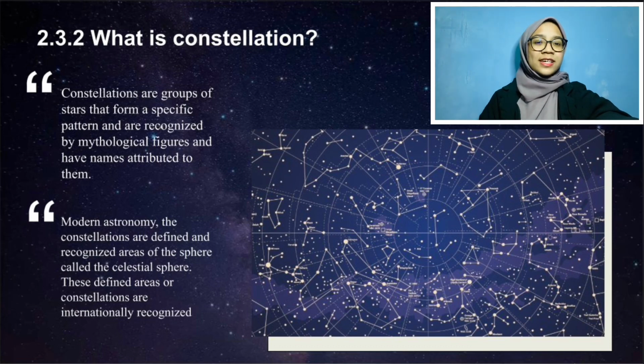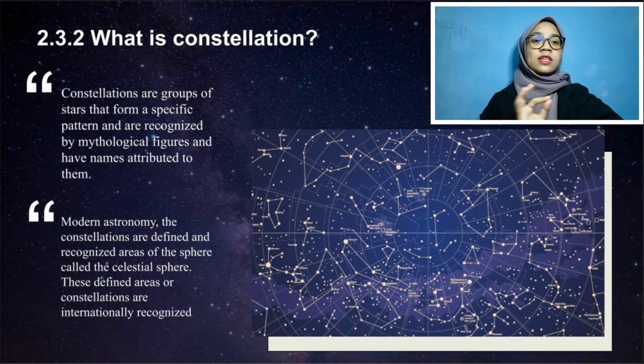Next, what is a constellation? Constellations are groups of stars that form a specific pattern, are recognized by mythological figures, and have names attributed to them. Constellations are used for the study of astronomy. According to modern astronomy, the constellations are defined and recognized areas of the sphere called the celestial sphere. These defined areas are internationally recognized when prominent stars at a certain proximity to each other are grouped around an asterism in the night sky of Earth.